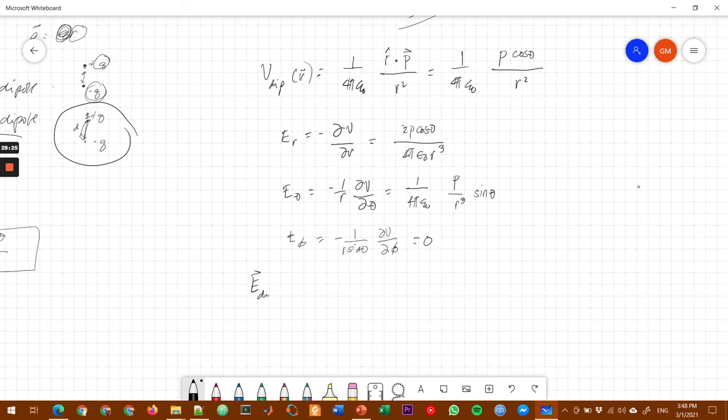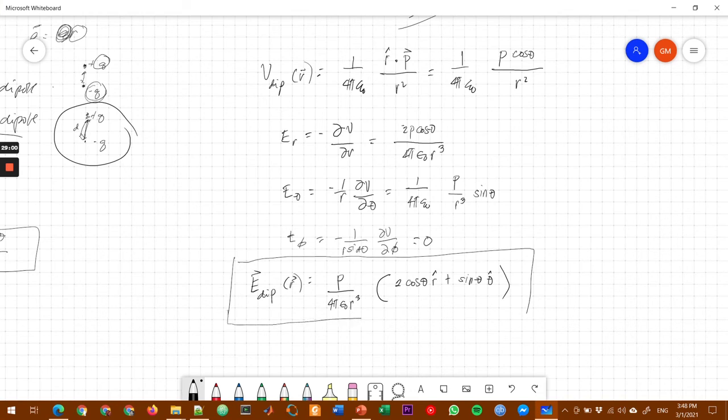Okay, so simplifying this and combining the r and theta components of your electric field, we have this. The electric field of a dipole, combining similar terms, is p over 4 pi epsilon naught r cube, times 2 cosine theta r hat plus sine theta theta hat. Okay, so that would be the electric field.